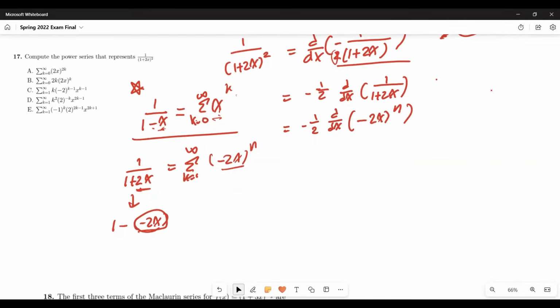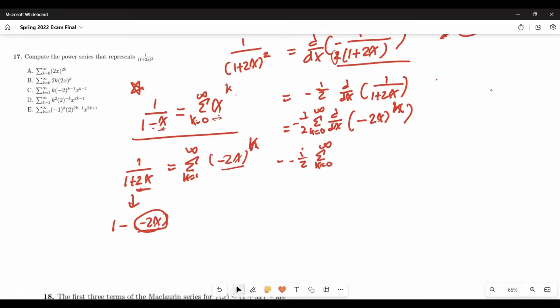And this is from... and I've been messing up that it's supposed to be k too. K, and then k equals 0 to infinity. So this is negative 1 over 2, and you have to derive this. So this becomes negative 1 over 2, k equals 0 to infinity.